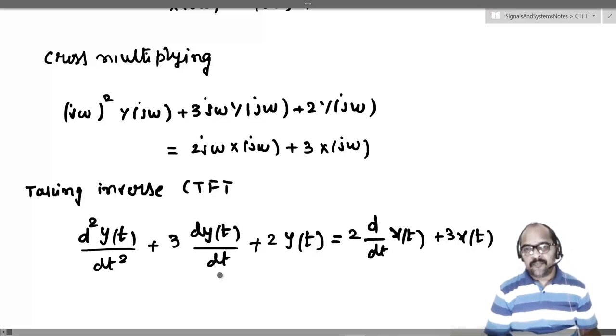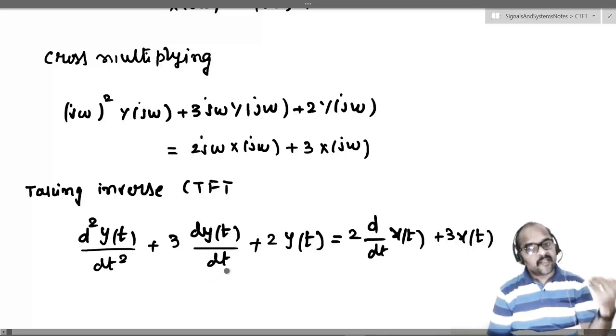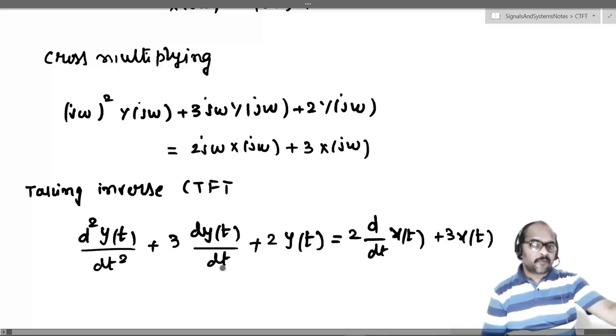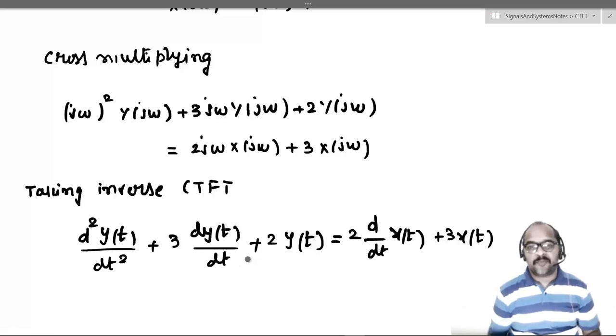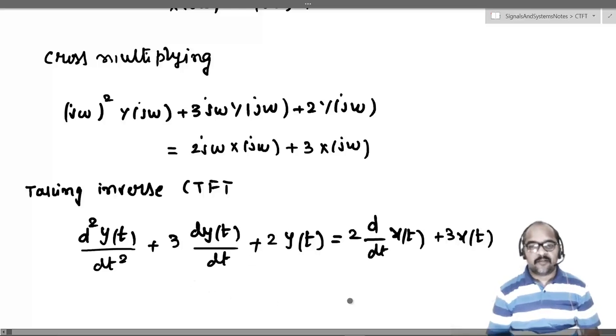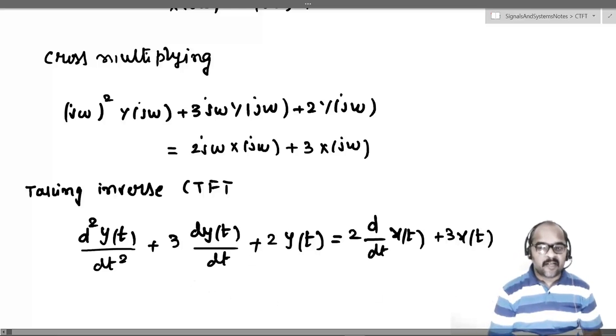In that way, given the differential equation, we can find the frequency response and the impulse response. The other way around is also correct. Given the impulse response, you can find the frequency response, and from the frequency response you can find the differential equation. So the frequency response forms the bridge between the impulse response and the differential equation. In that way, this topic is very helpful.